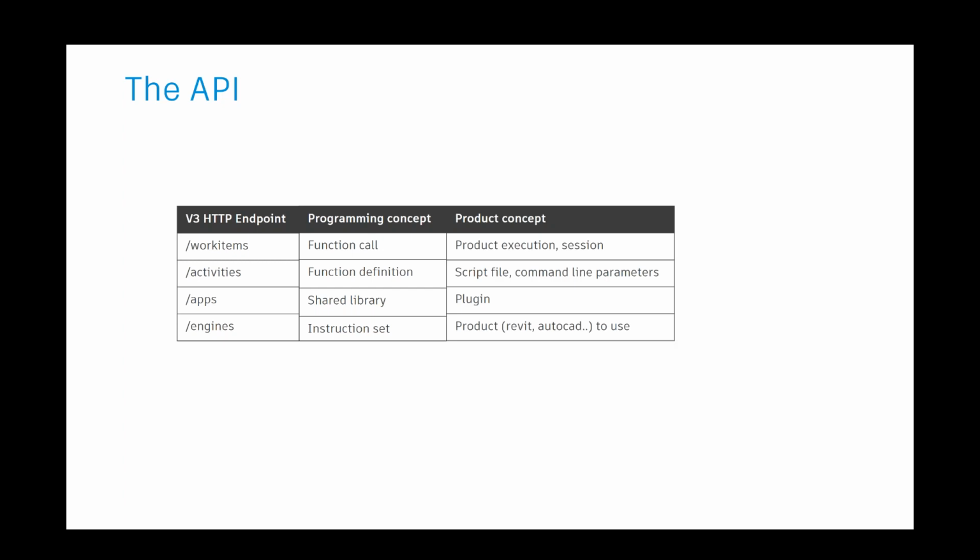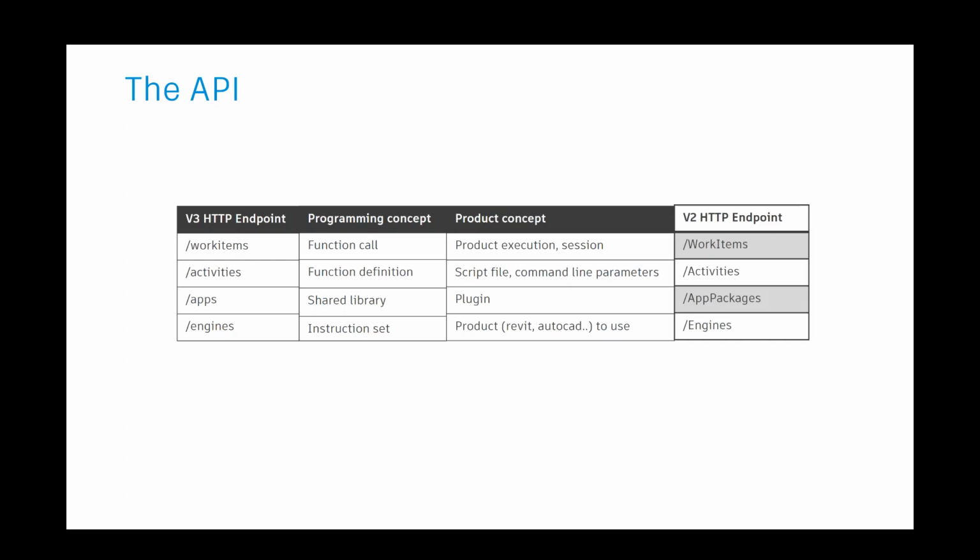So if we map that to a product concept, the work items are really the product execution. You can think of that as the session or the job. The activities are, again, those parameters you're going to hand into the app. So it could be something like a script file, something like command line parameters. And then the app itself is your Inventor plugin. Right. If we look at the engine today, this would be for Inventor. This would be Inventor Server.